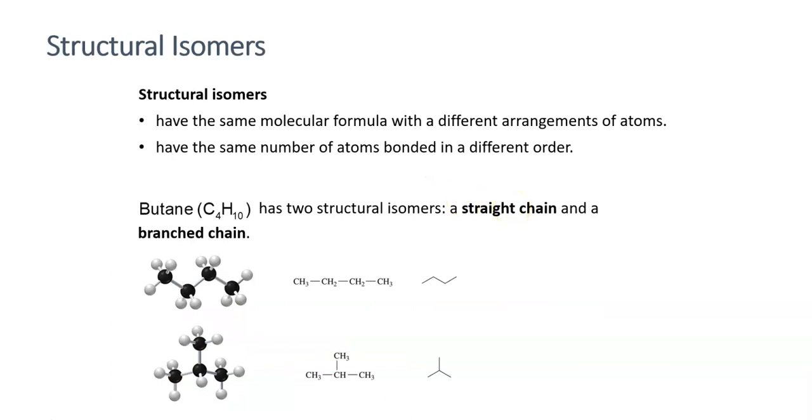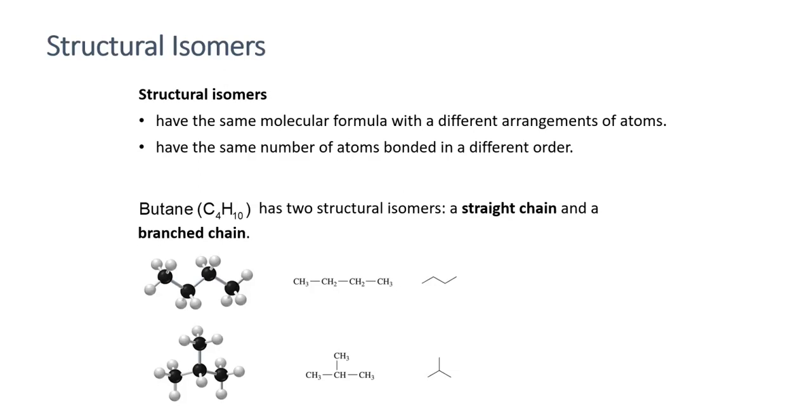Okay, now regarding structural isomers. So what is a structural isomer? This is a new term that comes up when it comes to these organic compounds. So the structural isomers are the compounds containing the same molecular formula but with different arrangement of atoms.